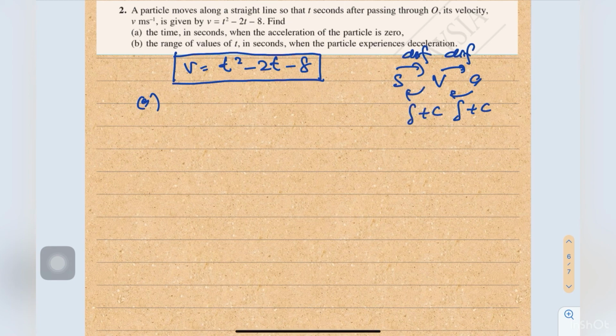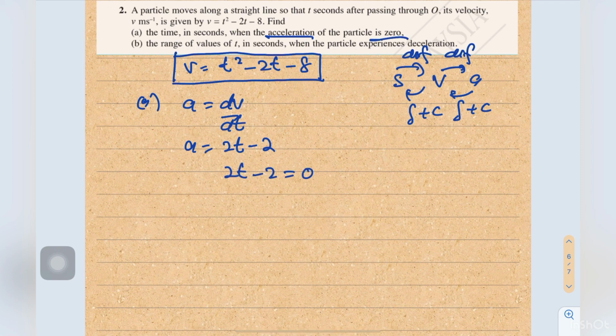Okay, so then to find acceleration from V, we need to differentiate. So A is dv dt. So A equals 2t minus 2. Okay, so acceleration is 0. So 2t minus 2 equals 0, t equals 1.